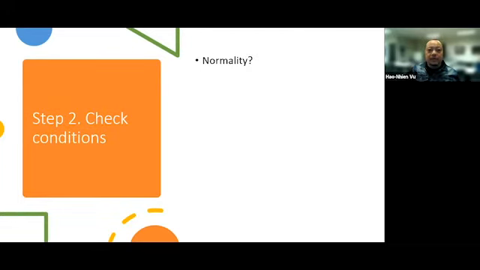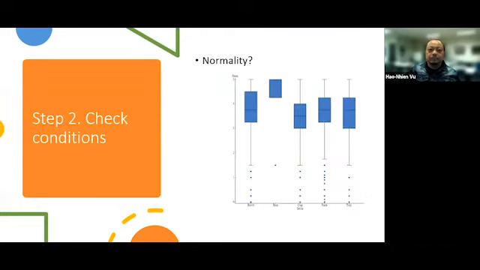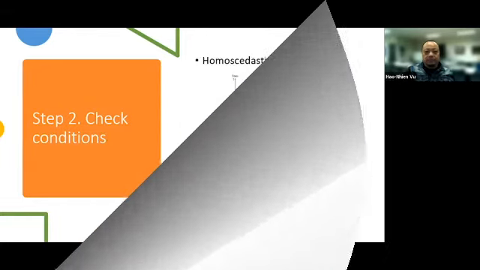Condition 2, normality. Let's look at the box plots. They don't look symmetric at all. They all have outliers on the low side. So this condition is not met, but we'll go on anyway.